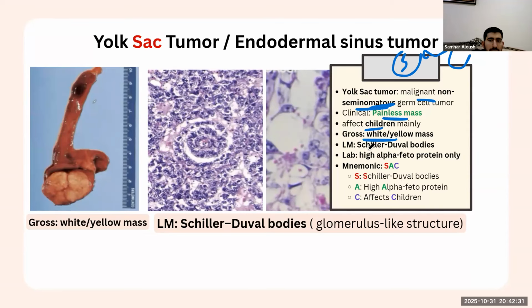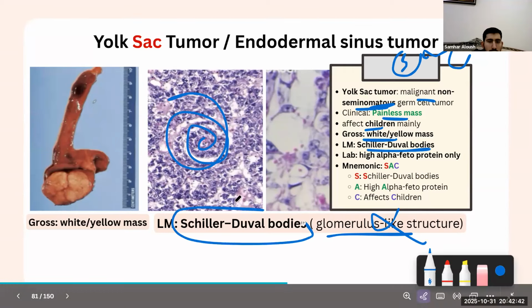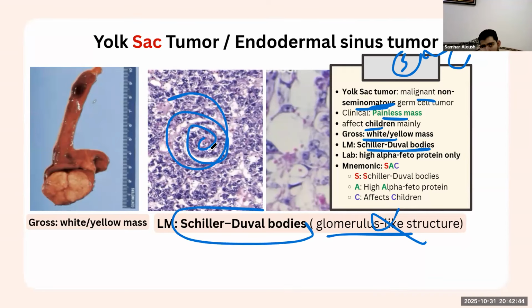On light microscopy, it shows Schiller-Duval bodies, which look like this. It's like an onion or a glomerulus. People call it a glomerulus-like structure, but that's not important. The important name is Schiller-Duval body, which I guess you know from the exam. And in the lab, it's just high alpha fetoprotein.